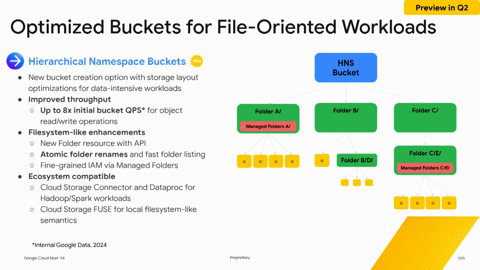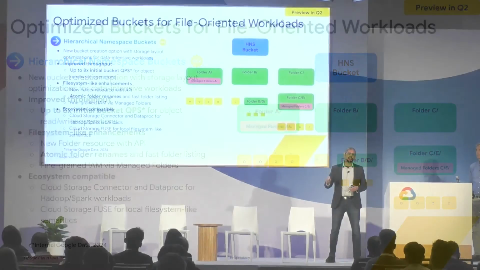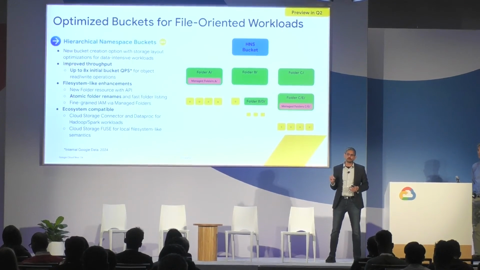We've also added file system-like enhancements, so a new folder resource with APIs that you can manage, and a rename folder API that does atomic renames of the folder and everything below it. And this really enables that atomic folder use case that we talked about before. There's also a list folders API, which allows you to list out the folder hierarchy at any point within the bucket. And finally, if you need to do fine-grained IAM, you can use the managed folders feature that we talked about before and attach the permissions at a folder anywhere in the hierarchy. And if you rename that folder, the permissions will travel with it.